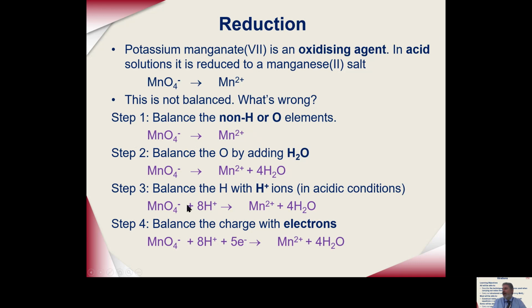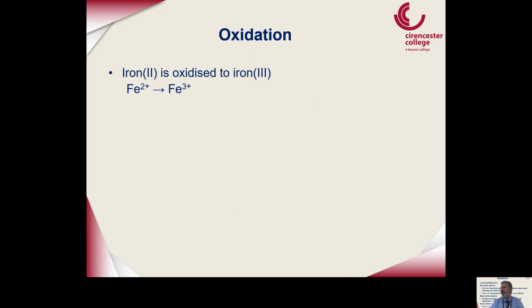So that's +7 on the left hand side. We've got +2 on the right hand side, so let's bring this down by adding electrons. +7 -5 makes +2, +2 on this side, +2 on this side. So it's balanced. There's a colour change: it goes from purple to very pale pink or even colourless.